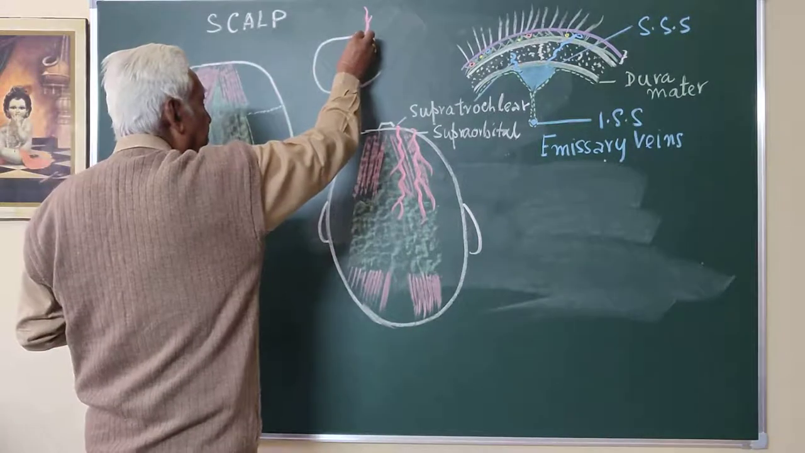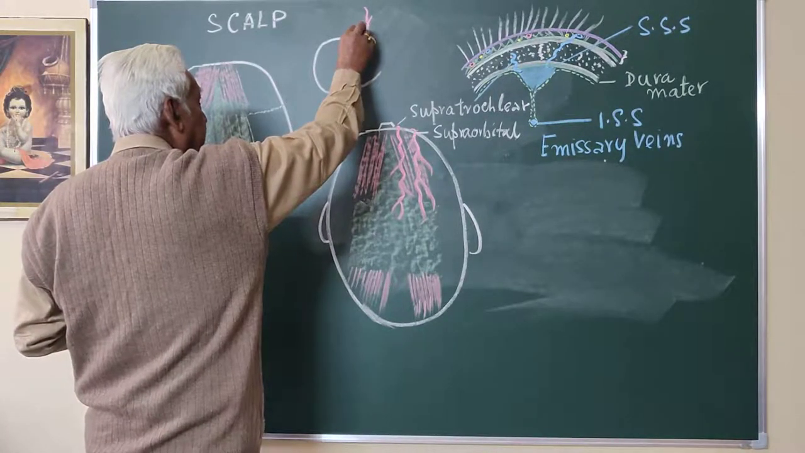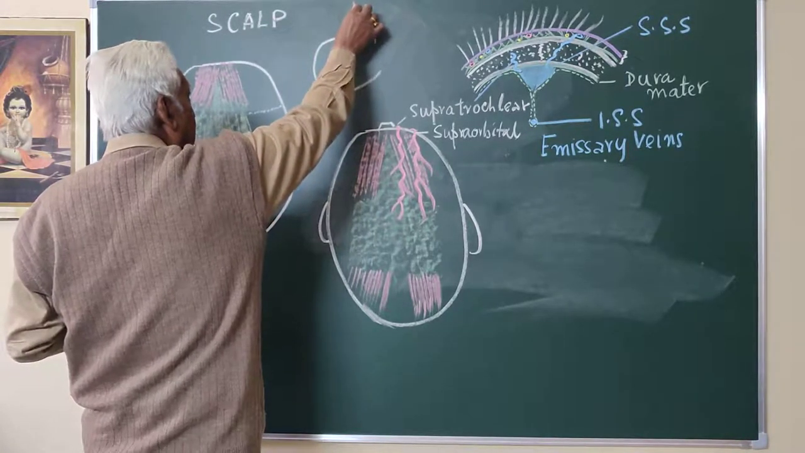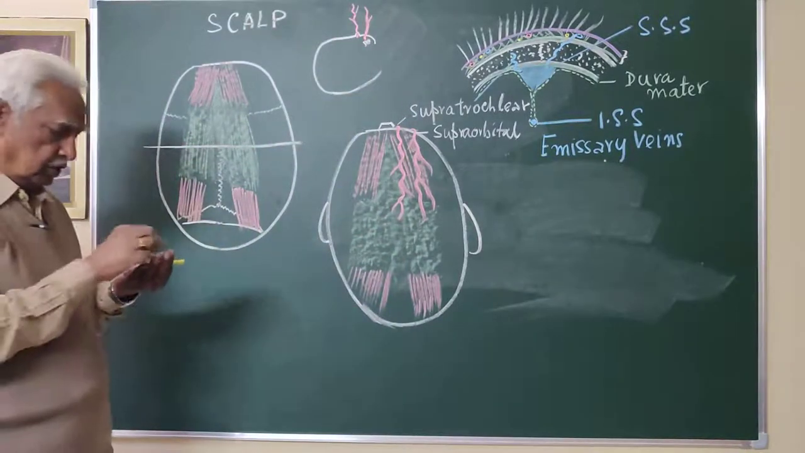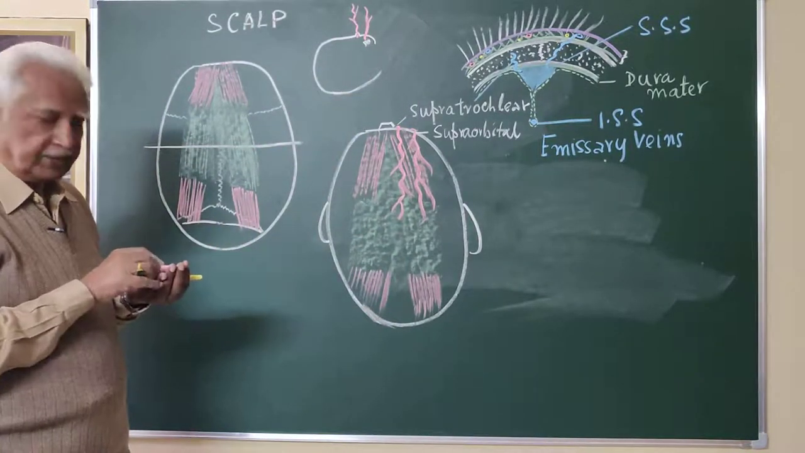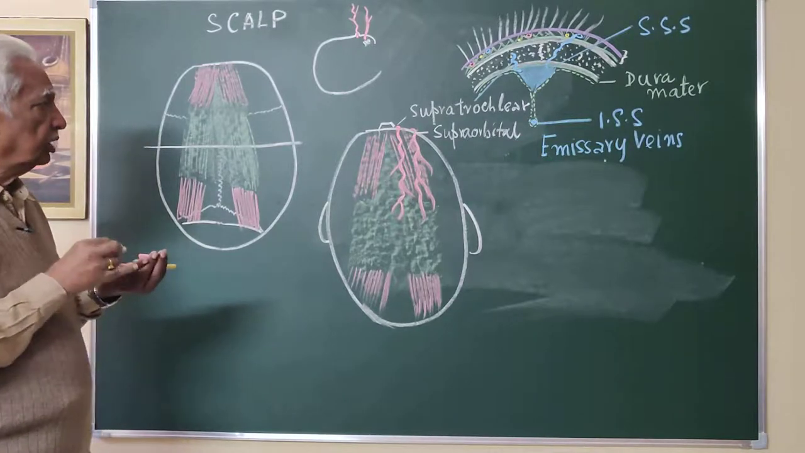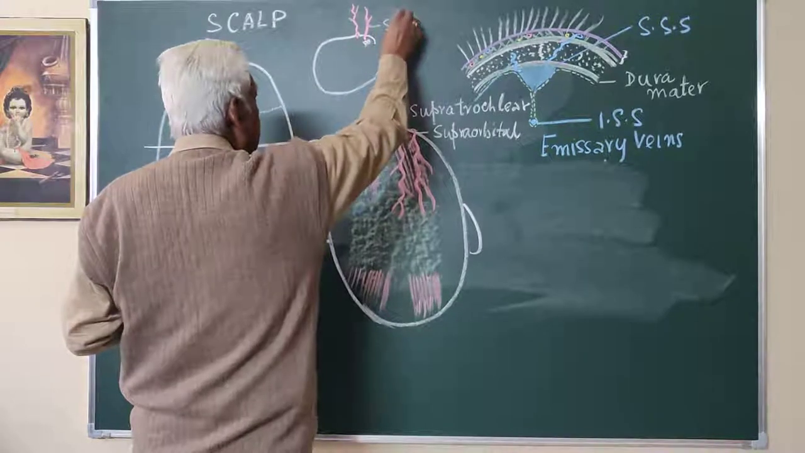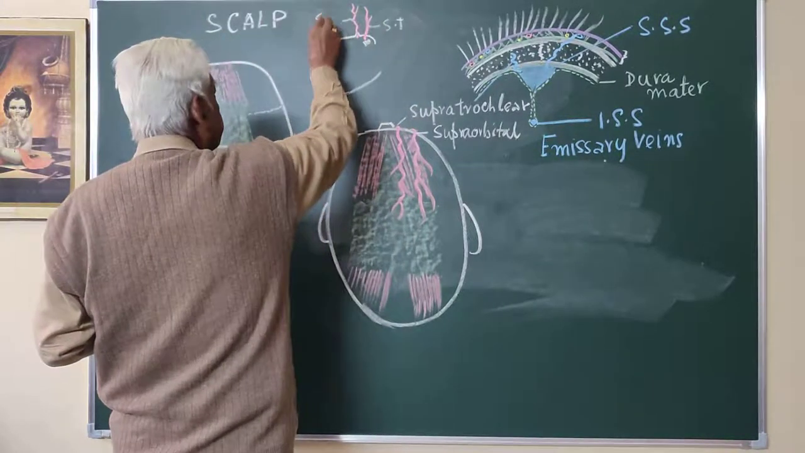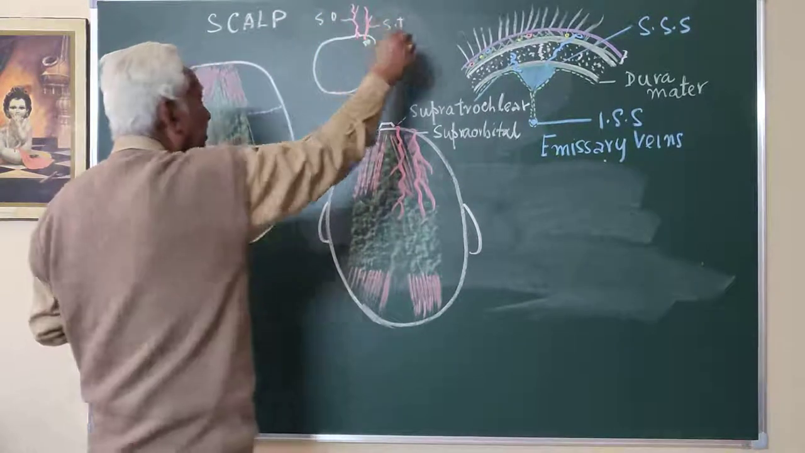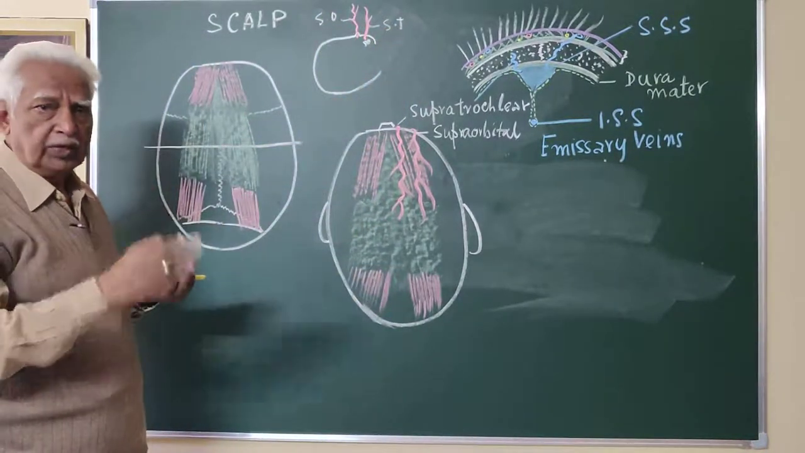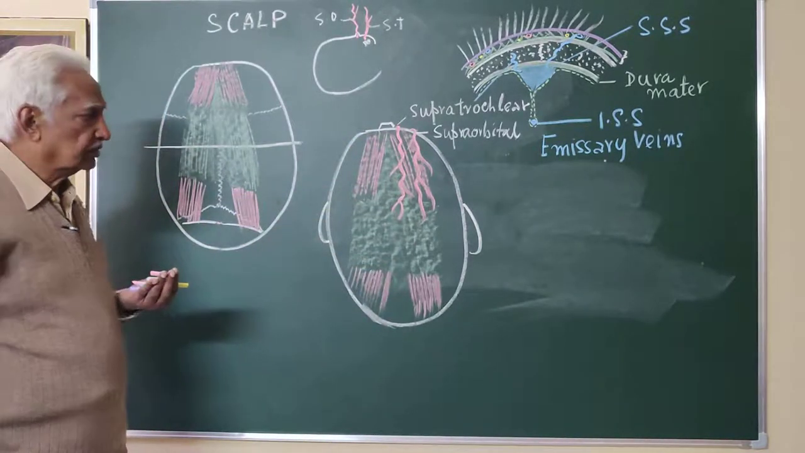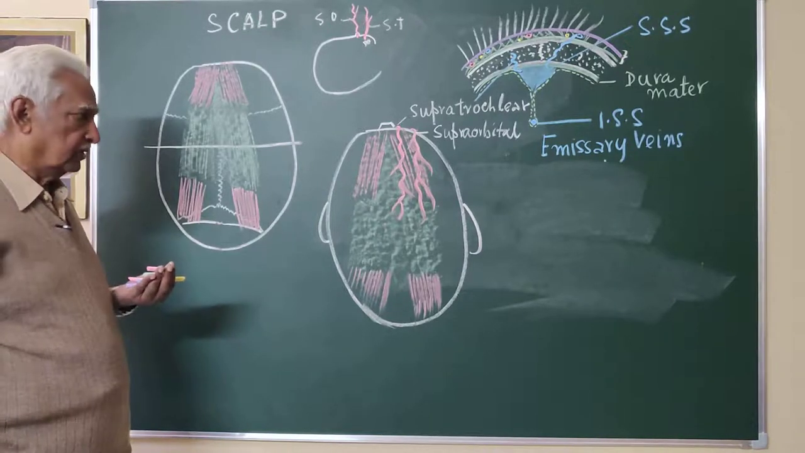Another artery which passes through the notch in the upper margin, that is the supraorbital notch, and this artery is the supraorbital. So the supratrochlear and the supraorbital arteries are the two arteries which are coming in the region of the scalp. Remember that the supratrochlear artery is located medially, whereas the supraorbital artery is lateral to the supratrochlear.